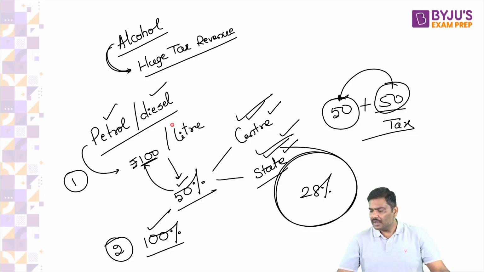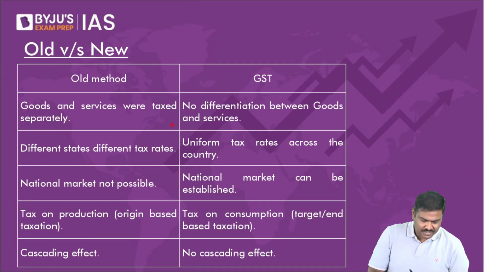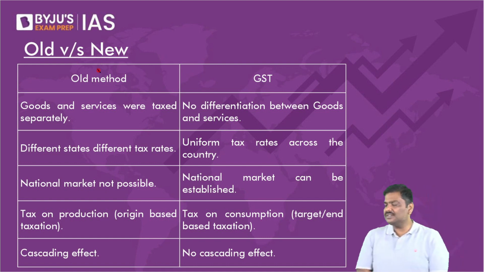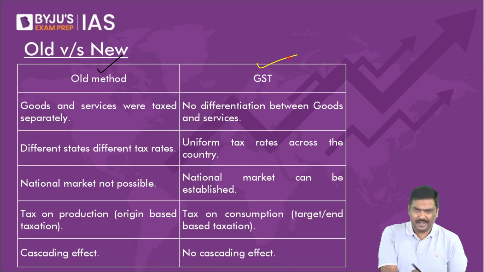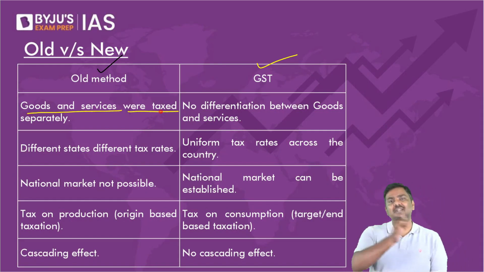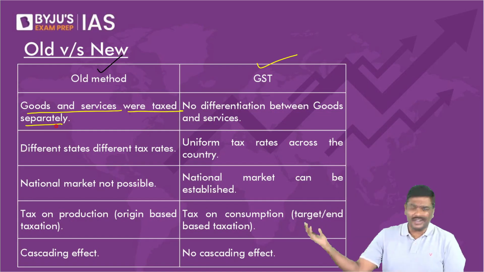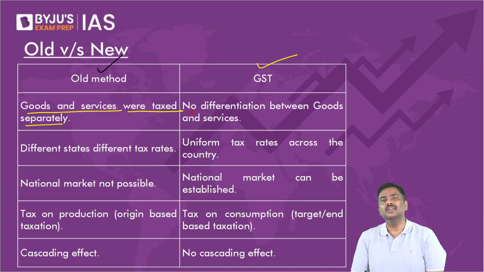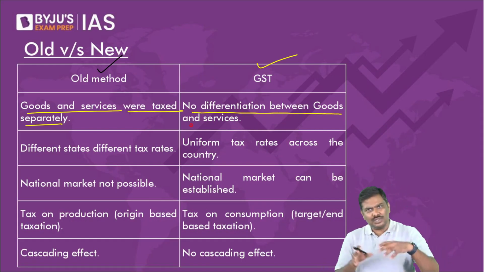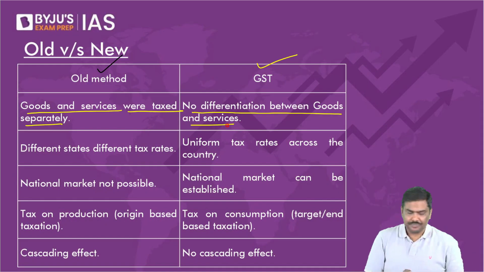Let me make a comparison of what was the taxation system earlier and what is the taxation system now. Earlier, goods and services were taxed separately. That's a straightforward point. Excise duty was there on goods, service tax was there on services. State governments had different indirect taxes. But now there is no distinction between goods and services. All the goods and services will be brought under only one tax, that is goods and services tax.